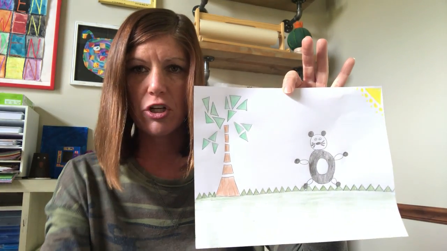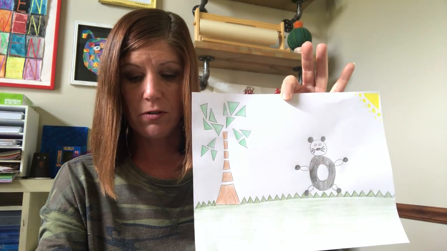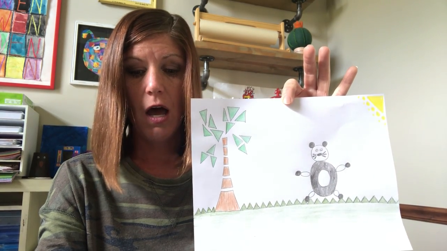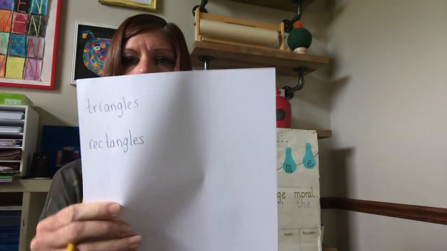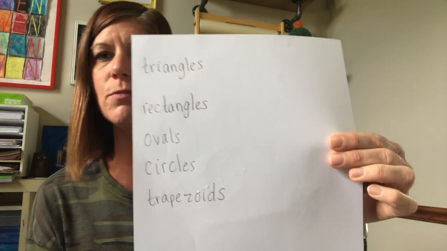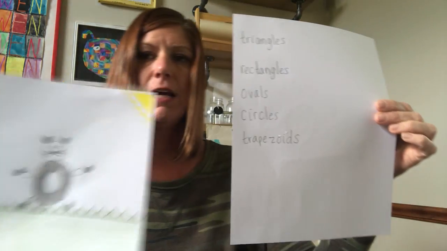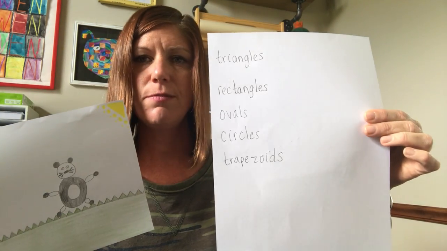So when I look at my picture, I used triangles. I got lots of triangles. I used some rectangles. And so I'm just writing a list right now of the shapes I've used. I used some ovals, and I used some circles, and I used some trapezoids. And if I find any more while I'm looking at my picture, I can go back and add those to my list. But so that's the first thing I did. I looked at my picture, and then I made a list of the shapes that I've used.